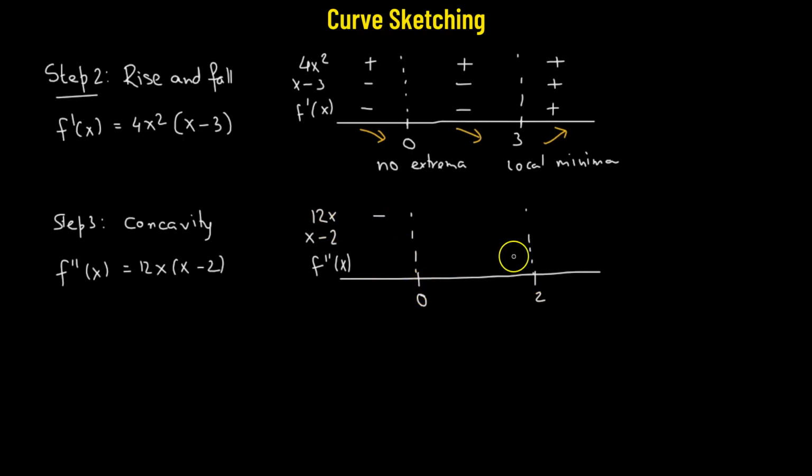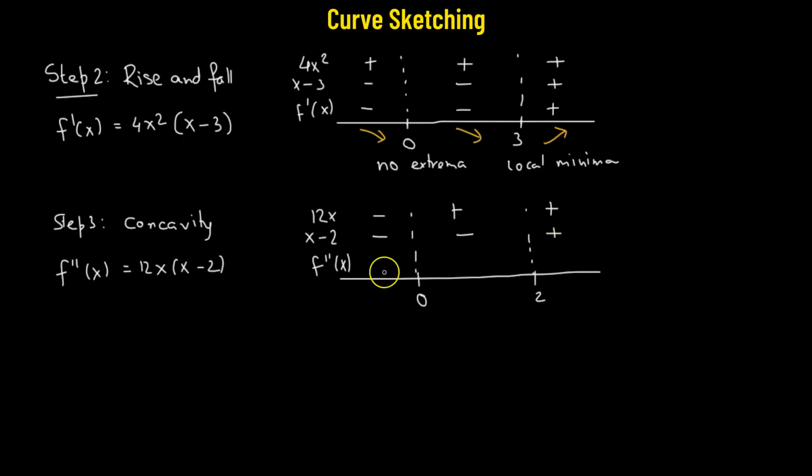For values greater than 0, it will be always positive. Then we consider values less than 0. Let's say if we take -1, so -1 minus 2 will be negative. For values lying between 0 and 2, this is going to be negative as well. For values greater than 2, this will be positive.